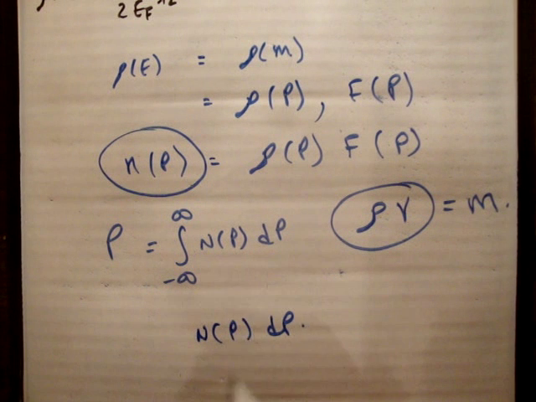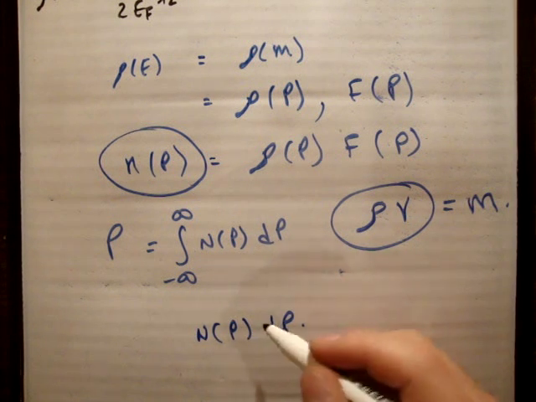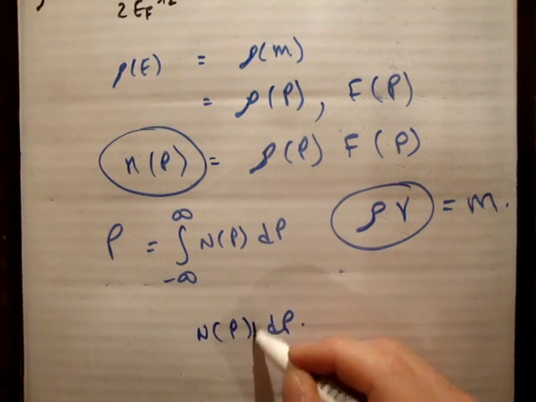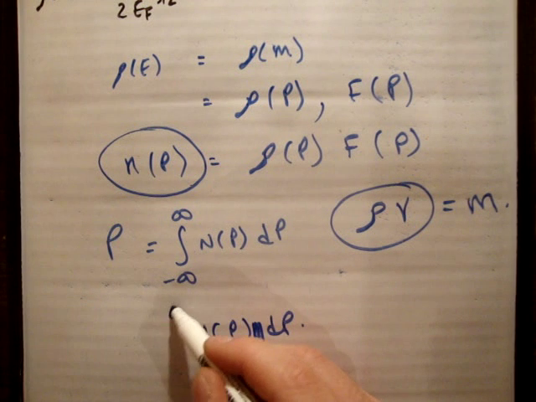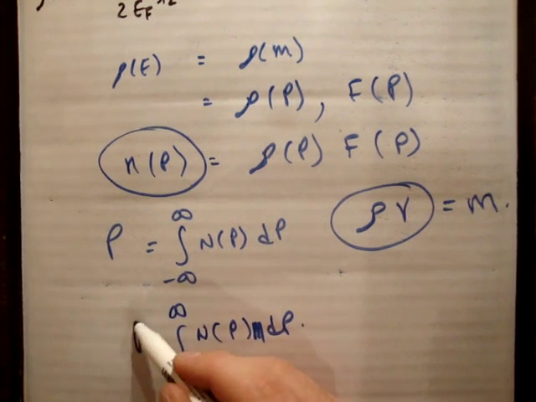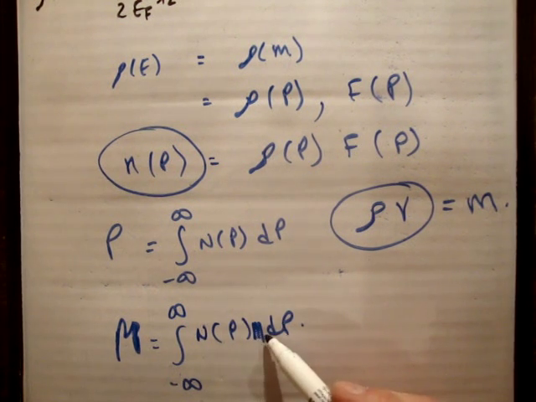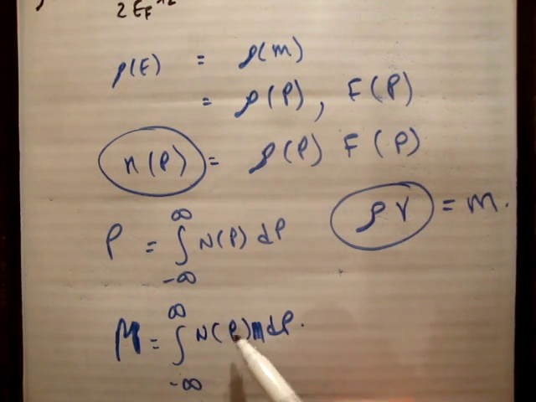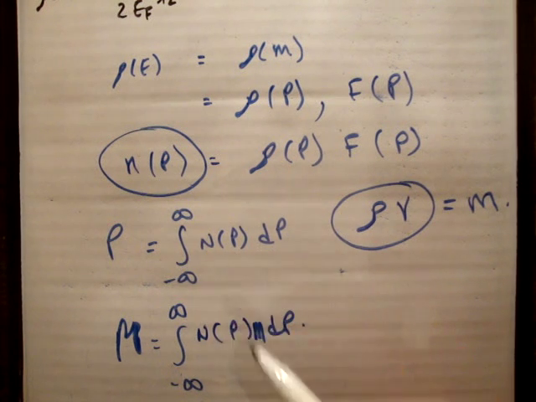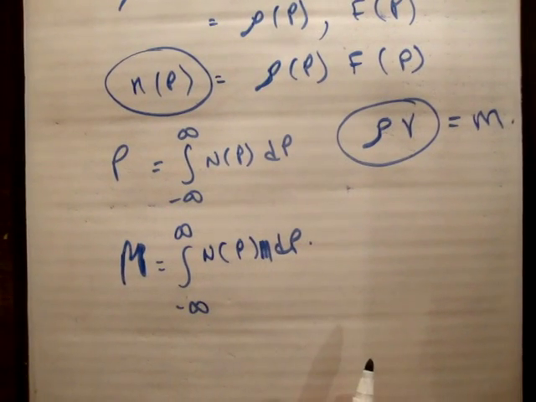Is there something I'm missing here? Sorry, there is. That is correct. N of p dp. That's the number of people in your stadium. But each person's carrying money. So let's multiply it by all the money in the stadium like that. The money carried by one person multiplied by the number density of the people, integrated over the whole thing, is going to give you the total money.